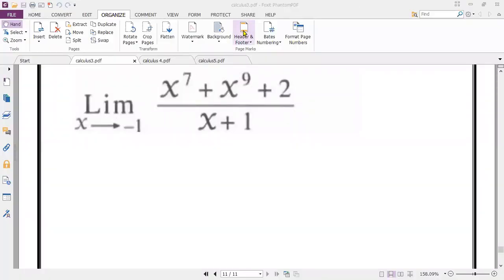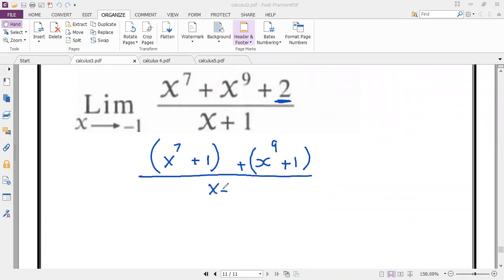Here x approaches negative 1. And what is the idea here? We can write it as x to the power of 7, then split this 2 into 1 plus 1, plus x to the power of 9 plus 1. What happened? I split this 2 into 1 and 1, all divided by x plus 1. So this denominator is for all the top. It's for all the numerators.